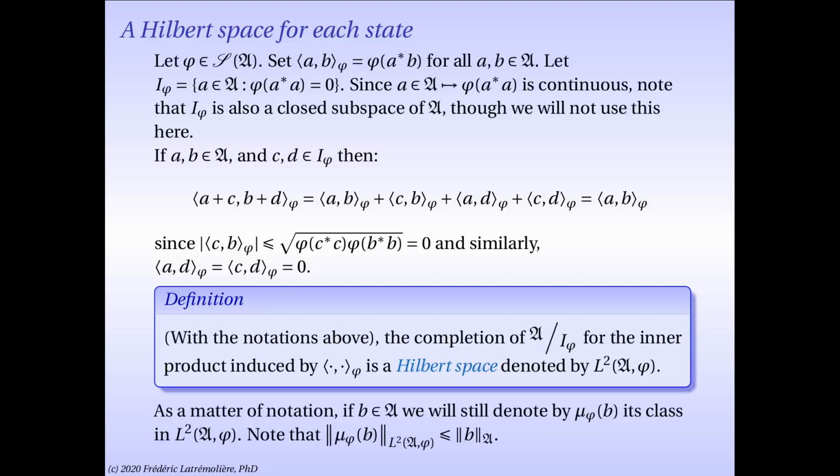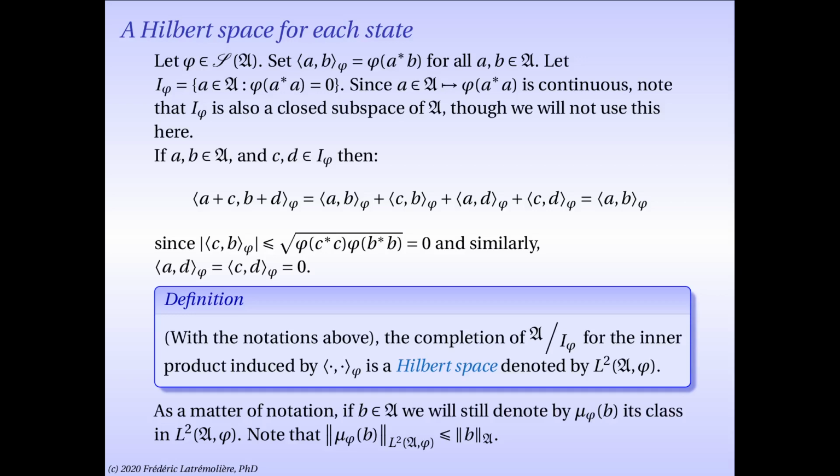If you take an element B in your C star algebra, it has an equivalence class in that quotient. I'm going to denote it by mu sub phi of B. And mu sub phi of B is a vector in a Hilbert space now. It has a norm in that Hilbert space. And if you calculate the norm in the Hilbert space of mu sub phi of B, then it's less or equal than the norm of B in the original C star algebra. It's not equal, it's less or equal. And as soon as our C star algebras are infinite dimensional, we have no expectations that those norms are in fact equivalent. So we have this nice relation, but that's it.